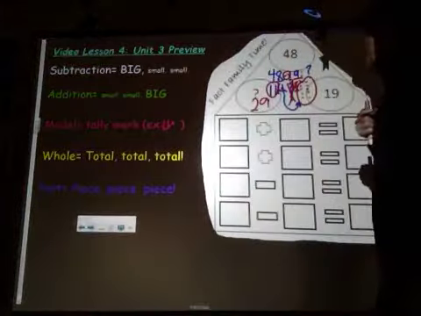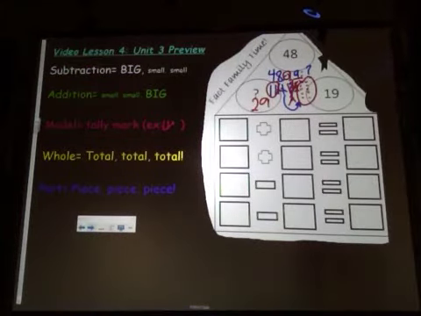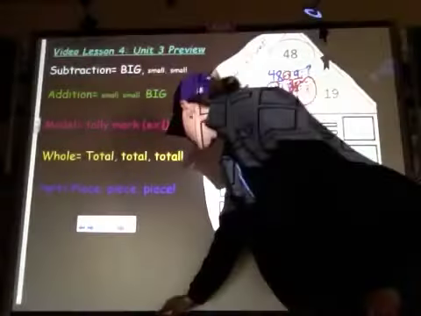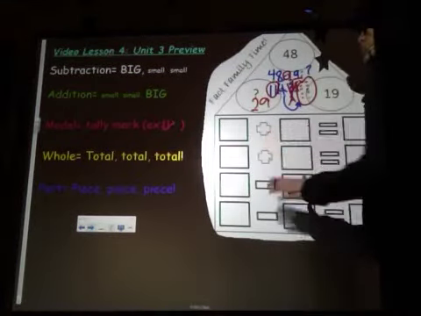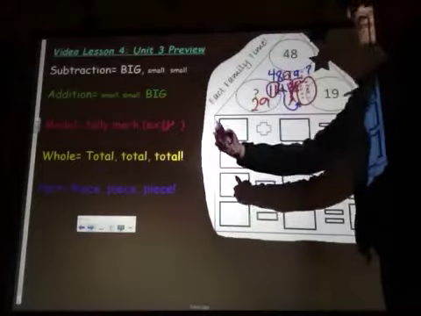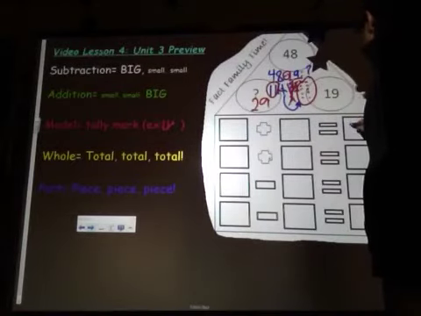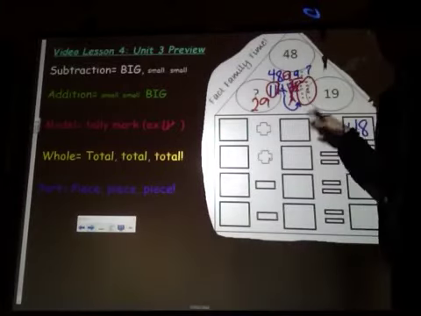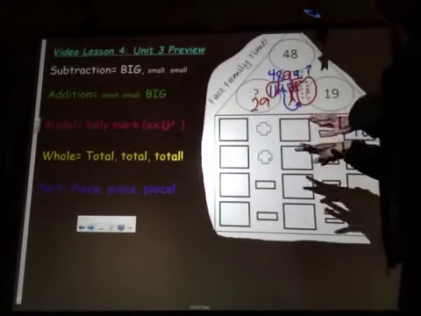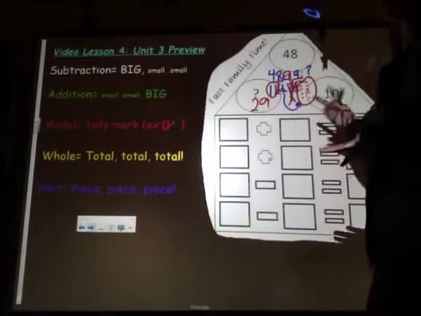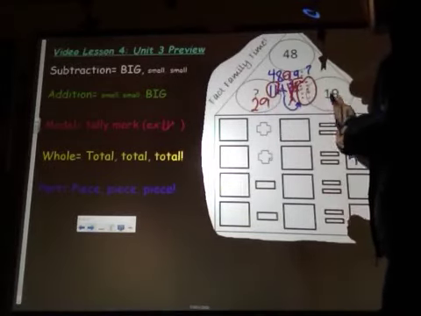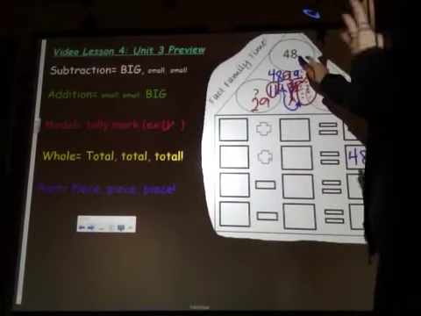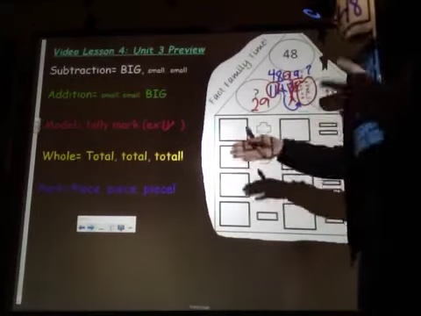Piece, piece, piece. Okay, so we have 29 plus 19 equals 48. Well, to plug it in and make it a fact family, we know addition goes small, small, big. So I'm going to plug in this big number at the end. And you can do this different ways, but I always like to put that big number where I know it's supposed to go, and then I can just plug in the pieces or the parts. Okay, and then 48 is the big number, or the whole, the total, total, total.